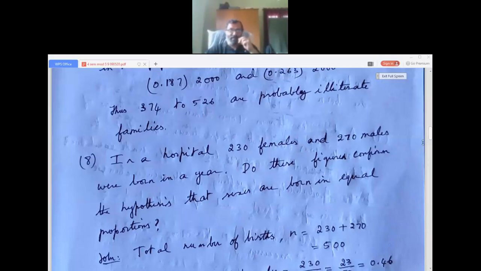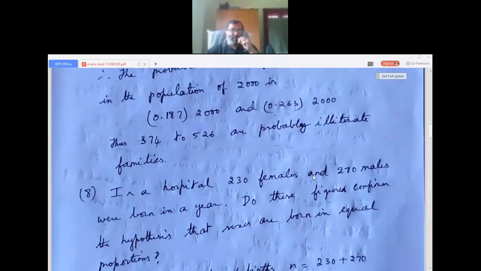Some students are late. Anyway, in a hospital, 230 females and 270 males were born in a year. Do these figures confirm the hypothesis that the sexes, meaning male and female, are born in equal proportions?